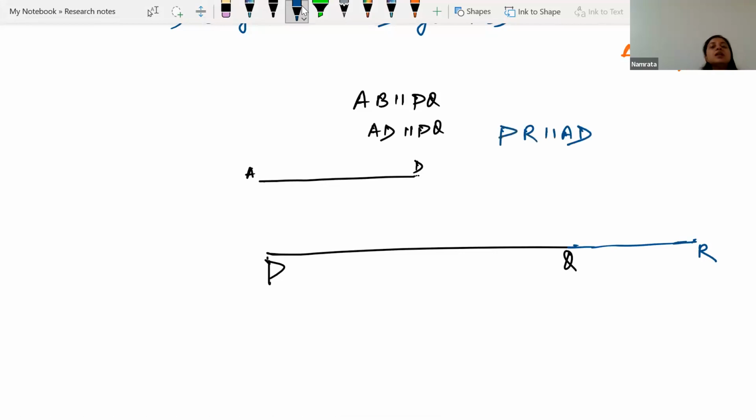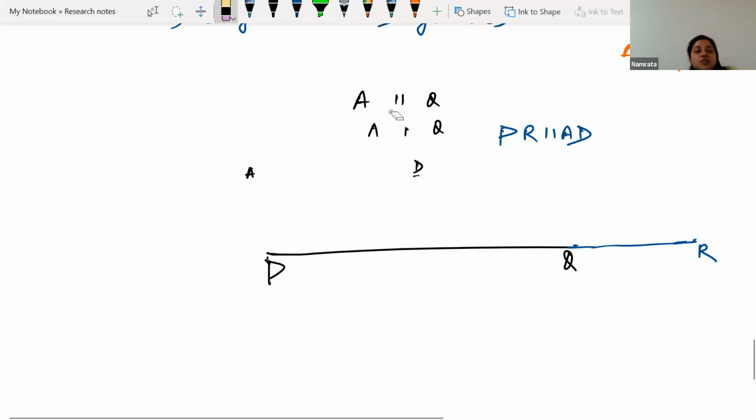So what I want to say from here is that if two lines are parallel, and if you stretch any one of the lines, it will still be parallel to the other line. If you remove a part of one of the lines, it will still be parallel to the other line. So this concept we are going to use in our question also. Let's see how.